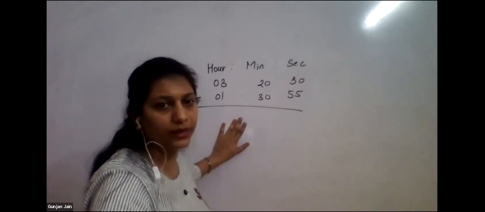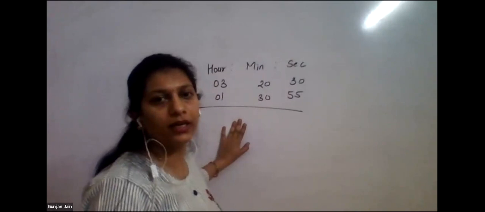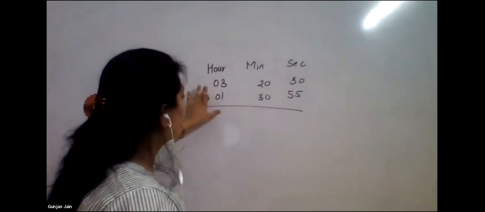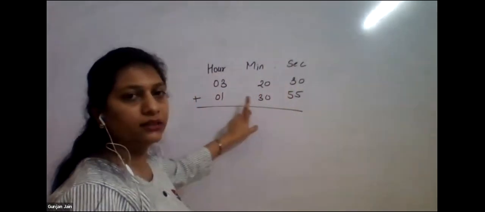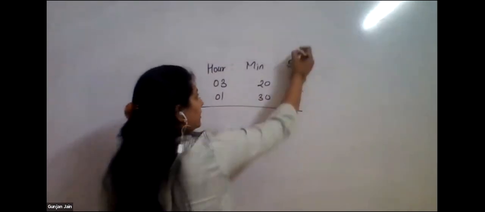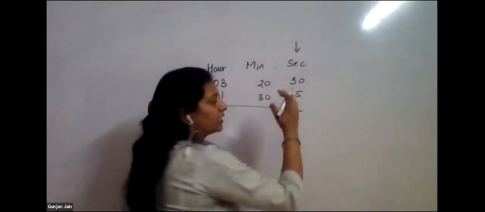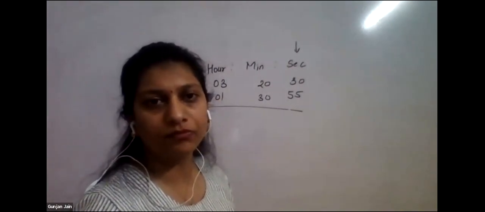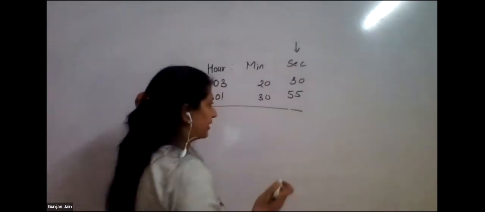Now see, this is your question. Are you able to see on the board? Can you see here on the board how to do this question? The question is given, you have to add 3 hours, 20 minutes, 30 seconds and 1 hour, 30 minutes and 55 seconds. Now what we will do, we will start with the seconds. We will add 30 plus 55. Can you tell me what is 30 plus 55? Okay, 85. That is correct.